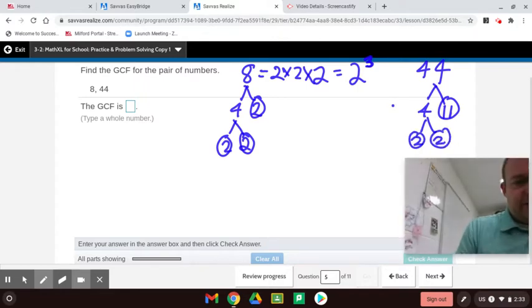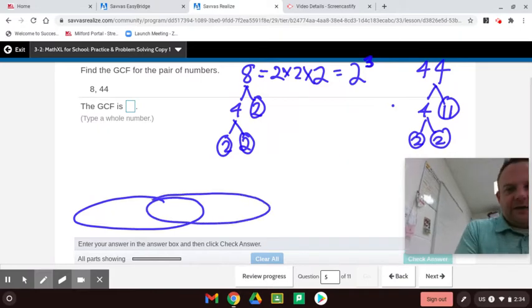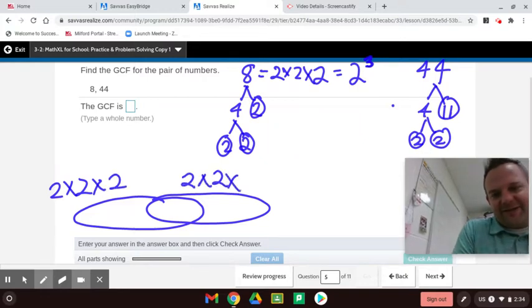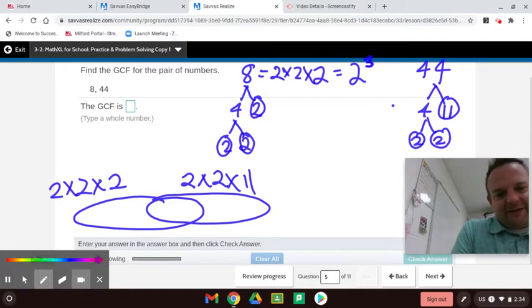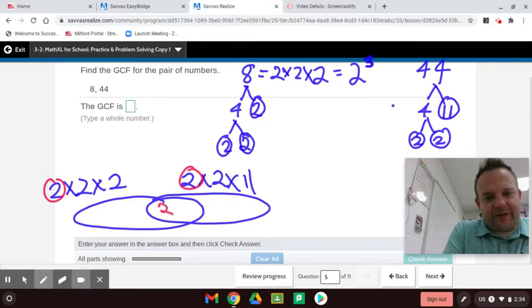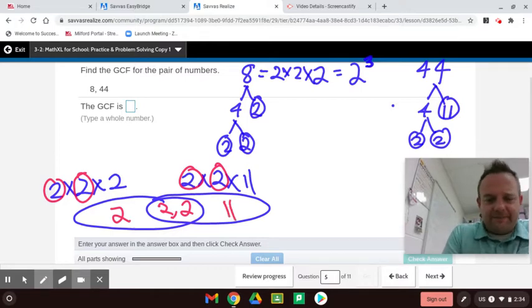Okay, so make your Venn diagram. And we have 2 times 2 times 2. You can see I'm a little excited about doing it, right, guys? And what do they have in common? They both have a 2, so that goes here. They both have another 2, that goes here. And then there's a 2 here and 11 here.